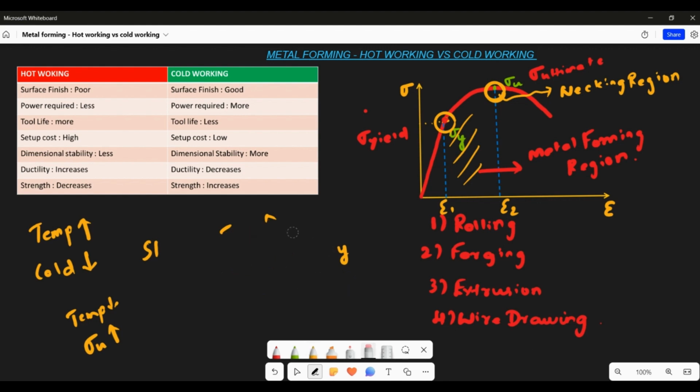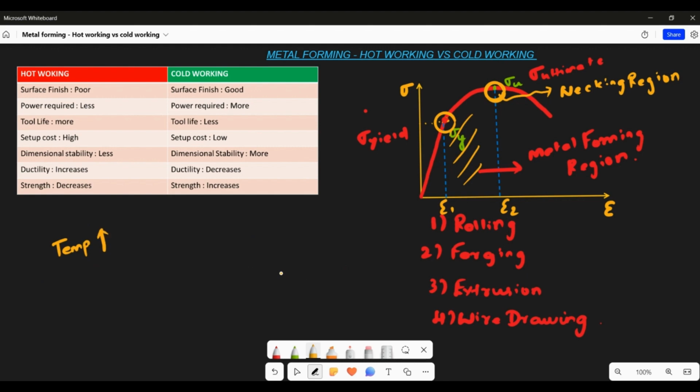Now I am going to explain the difference between the hot working and cold working operations. In hot working, we are going to increase the surface temperature. If we increase the temperature, oxidation takes place. What is oxidation? Air comes in contact with the higher temperature metal, so metal oxides will be formed, so the surface finish will be low here.